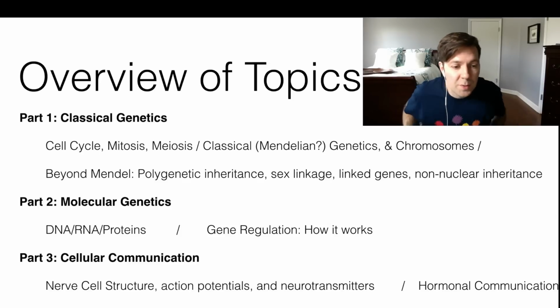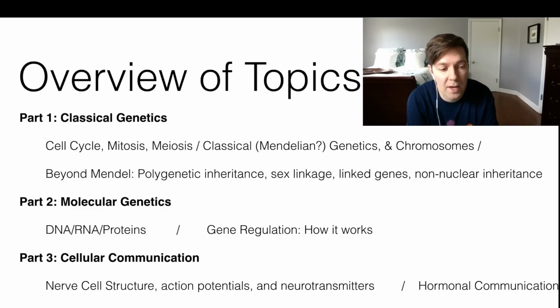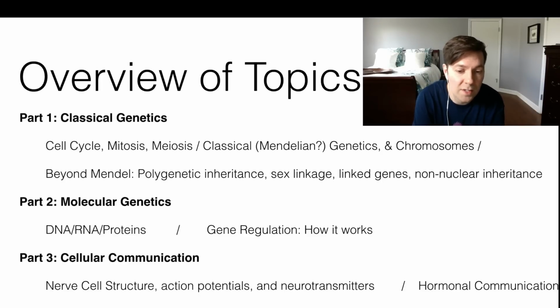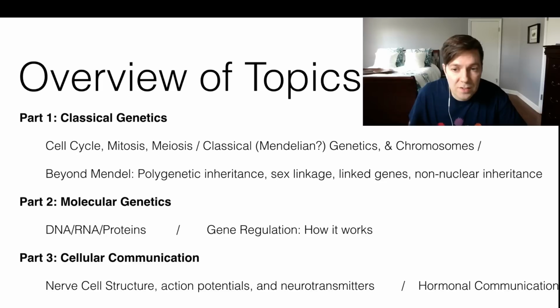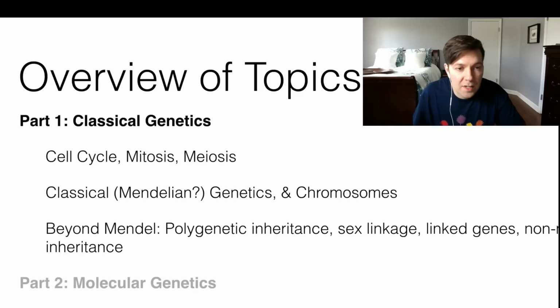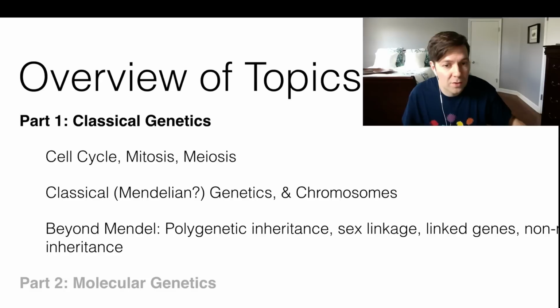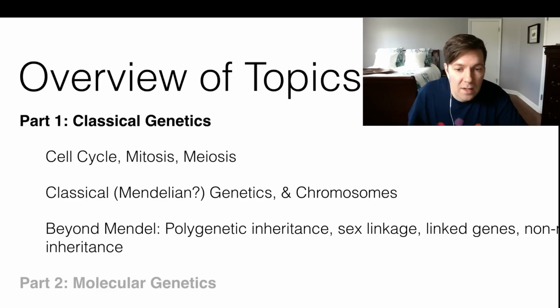Part 3 is cellular communication, and we are going to focus on nerve conduction, a little bit on hormones, and then we'll talk a little bit about how cell signaling affects the regulation of genes. Part 4, organism level communication, so that's the ecological stuff. We'll get there. Okay, so part 1, cell cycle, mitosis, meiosis, lots and lots of questions on that. Then we'll talk about what Mendel learned and try and link that back to cell cycle, mitosis, meiosis, and then some stuff that Mendel would not have understood.